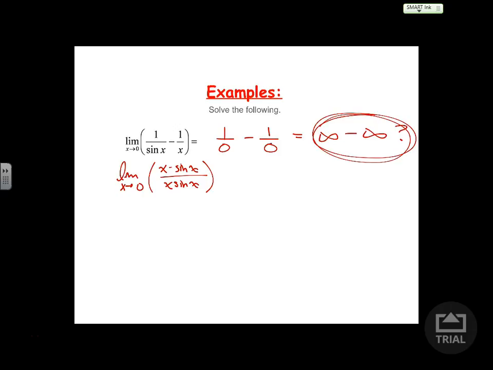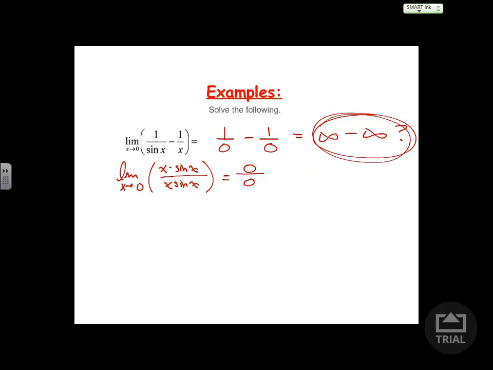Common denominators, right? Why? Do we have a top and bottom now? Since we have a top and bottom now, we can think about plugging in 0. Now do we have 0 over 0? See, 0 over 0 is an indicator like, hey, we're ready to go with L'Hôpital's.